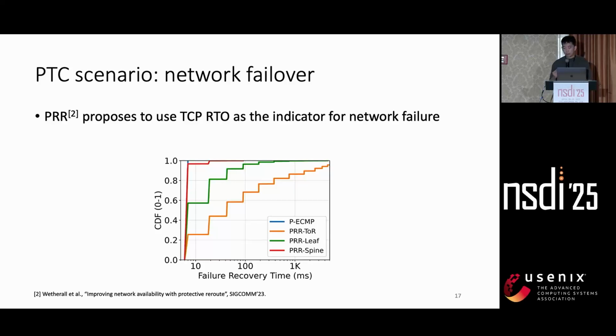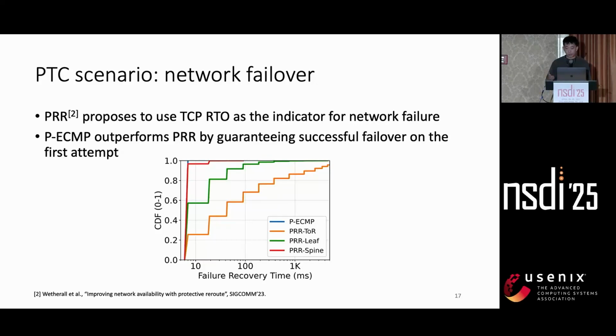And this figure shows the CDF of failure recovery time. The orange, green, and yellow lines represent PRR with different failure locations at top-of-rack, leaf, or spine switches. The results are different because each failure location has a different number of available next hops. But overall, multiple attempts are needed to perfectly repath all the flows. Instead, PECMP is the blue line, which is hard to see, but basically it will always succeed in the first attempt at repathing. So by that, PECMP outperforms PRR in terms of reliability and failure recovery time.